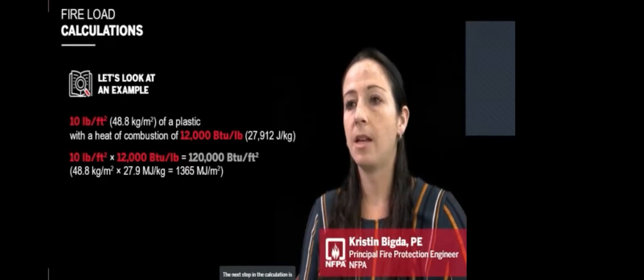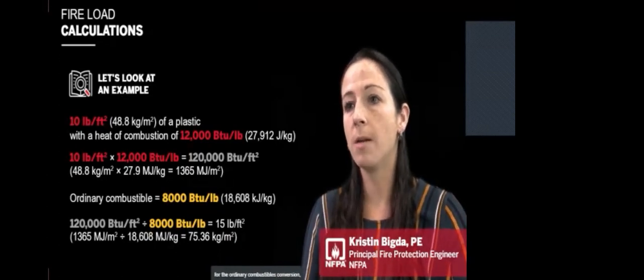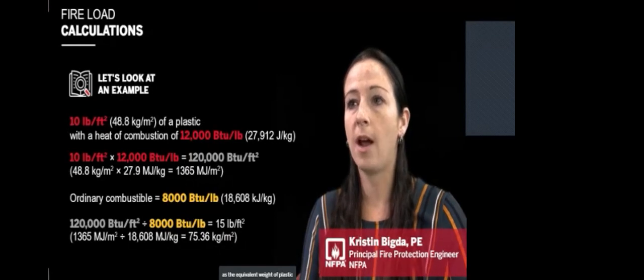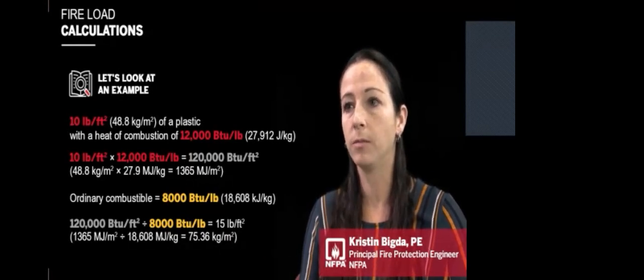The next step in the calculation is to take that 120,000 BTUs per square foot and divide it by 8,000 BTUs per pound for the ordinary combustibles conversion, resulting in a total of 15 pounds per square foot as the equivalent weight of plastic with a heat of combustion of 12,000 BTUs per pound.